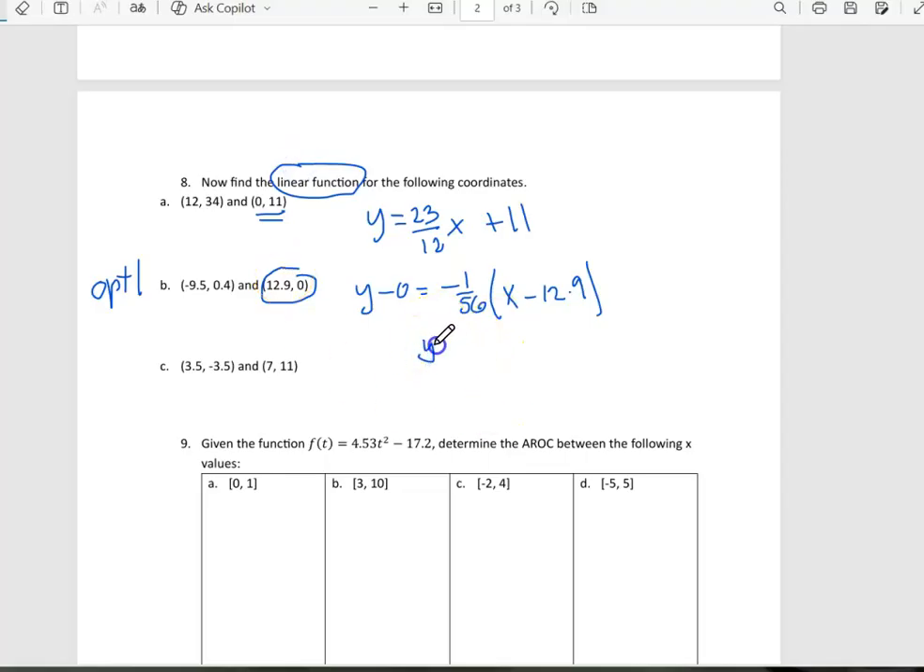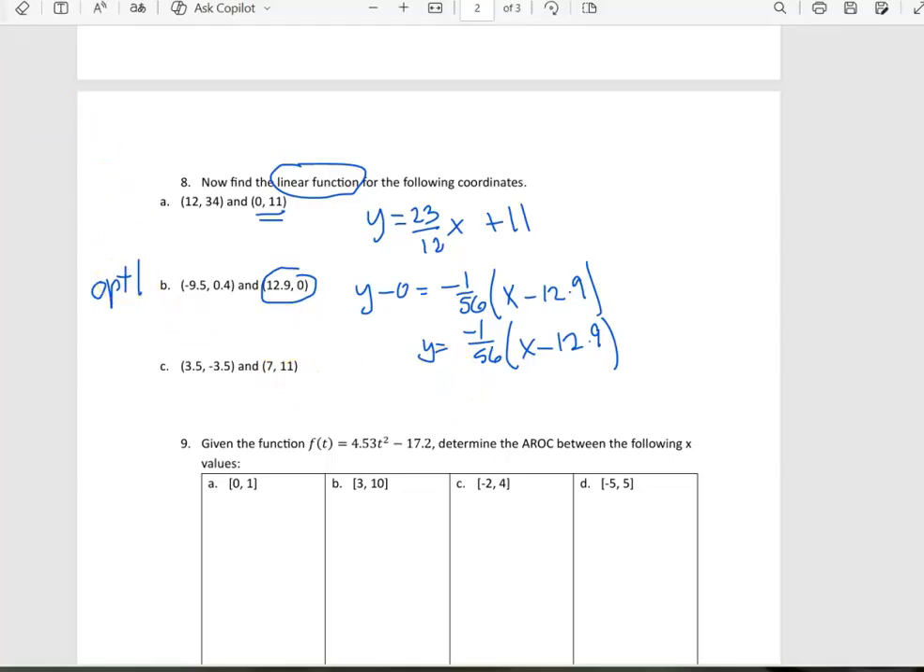So I'm just going to keep it like this, and you can too, as long as I don't specify point slope or slope intercept form or whatever. So you can keep it like this. And this makes more sense to us because now we have a reference point, which is 12.9 comma 0. The slope is that, and so forth and so on.